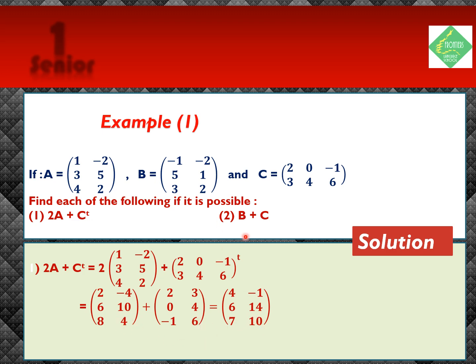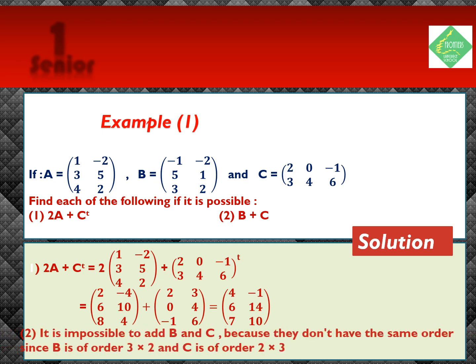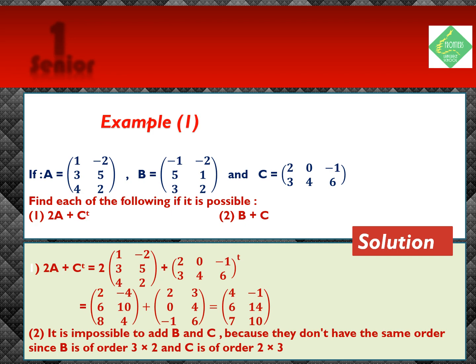Number 2: P plus C. Can you get P plus C? No, you can't. Why? Because P contains 3 rows and 2 columns, and C contains 2 rows and 3 columns. Different order, so you can't add.